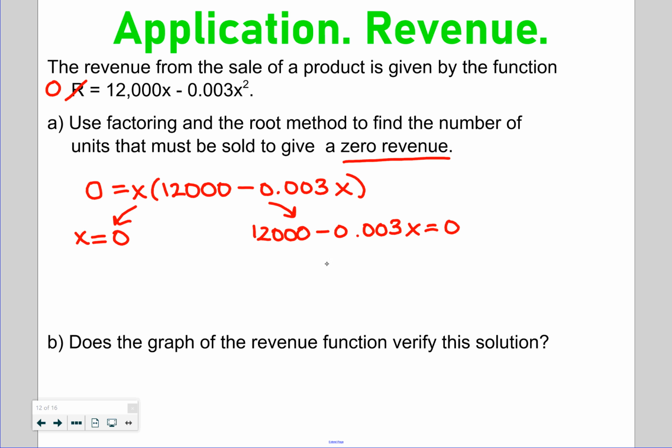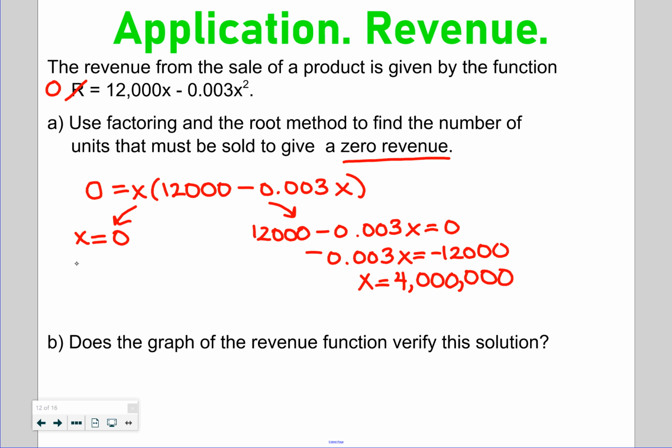I'm going to subtract 12,000, which would give me negative 12,000. And then I'm going to divide both sides by that negative 0.003. So you'll need to do that kind of off to the side in your calculator. Negative 12,000 divided by negative 0.003. And I get 4 million. 4 with 6 zeros at the end of it.